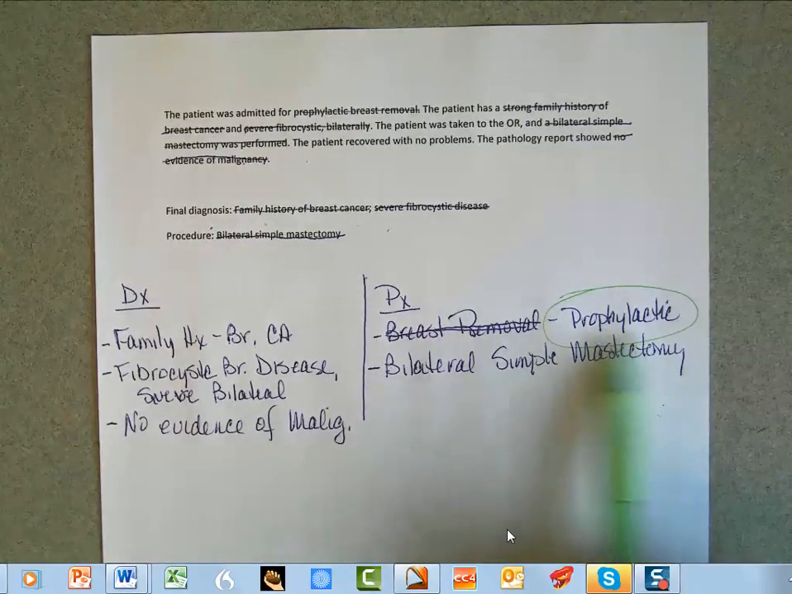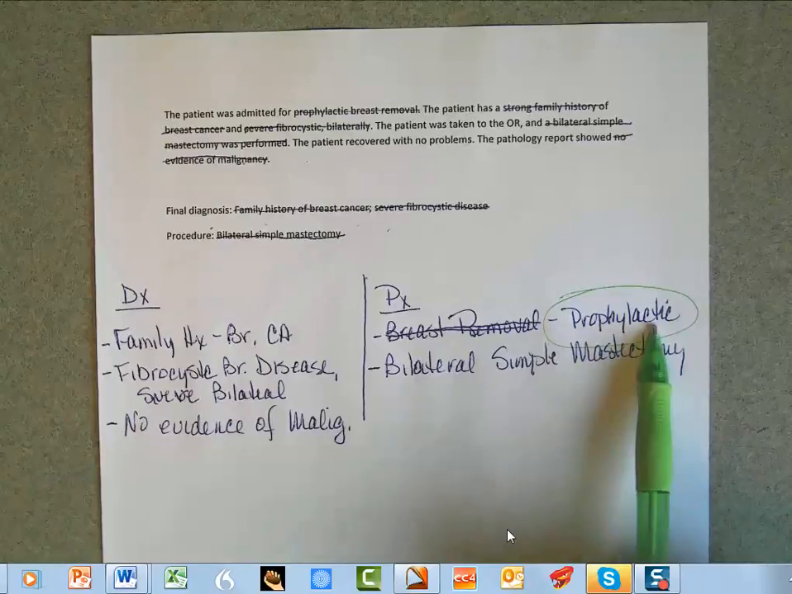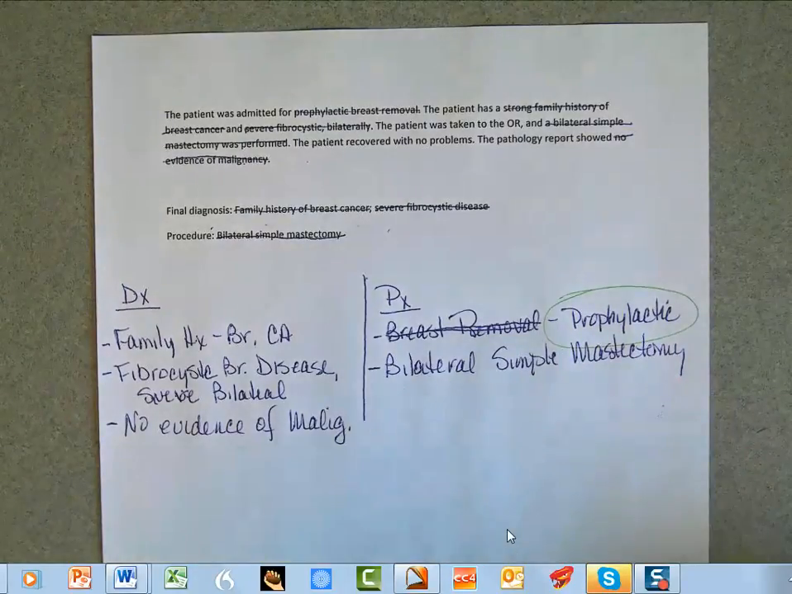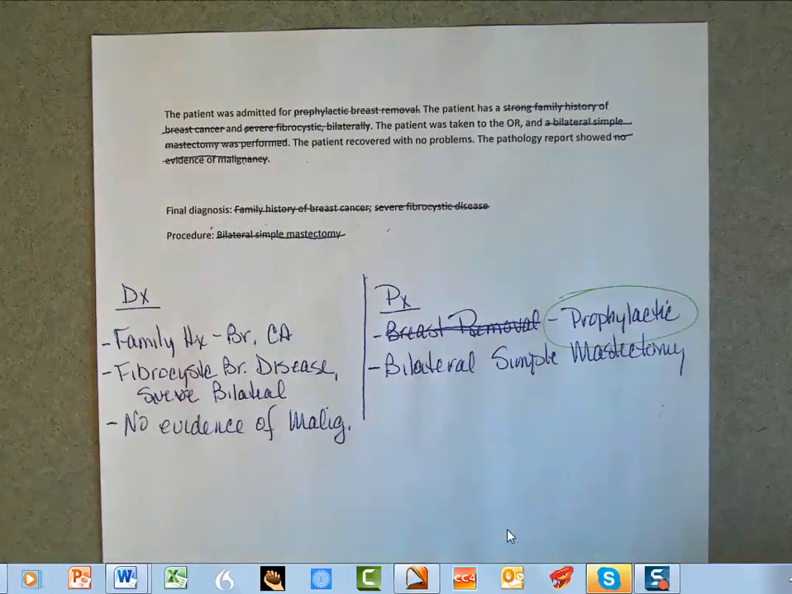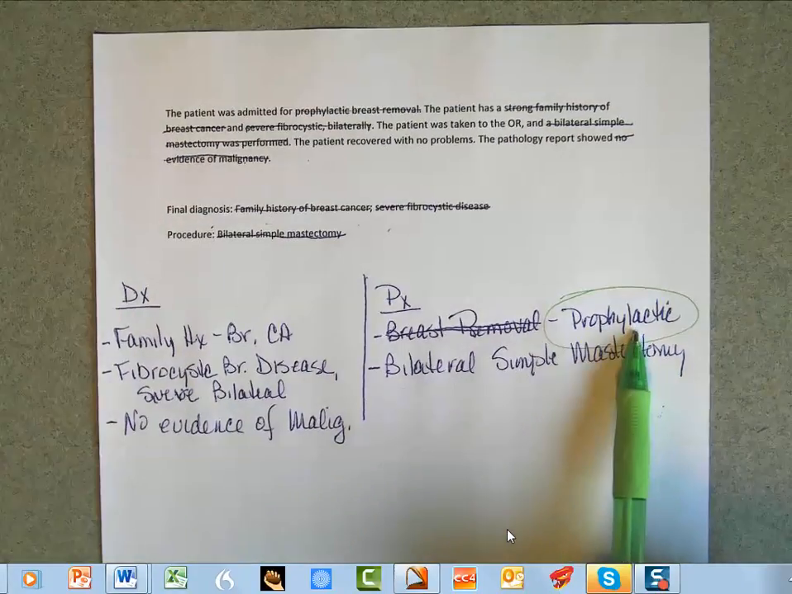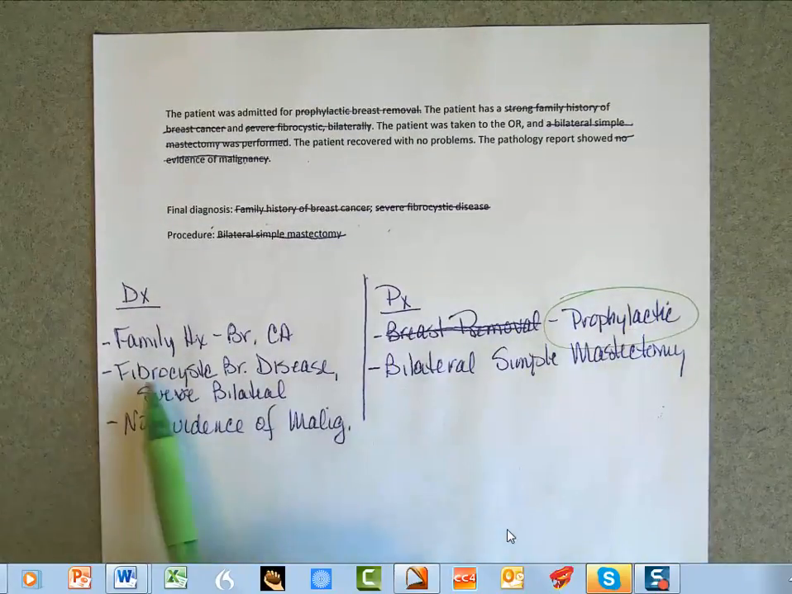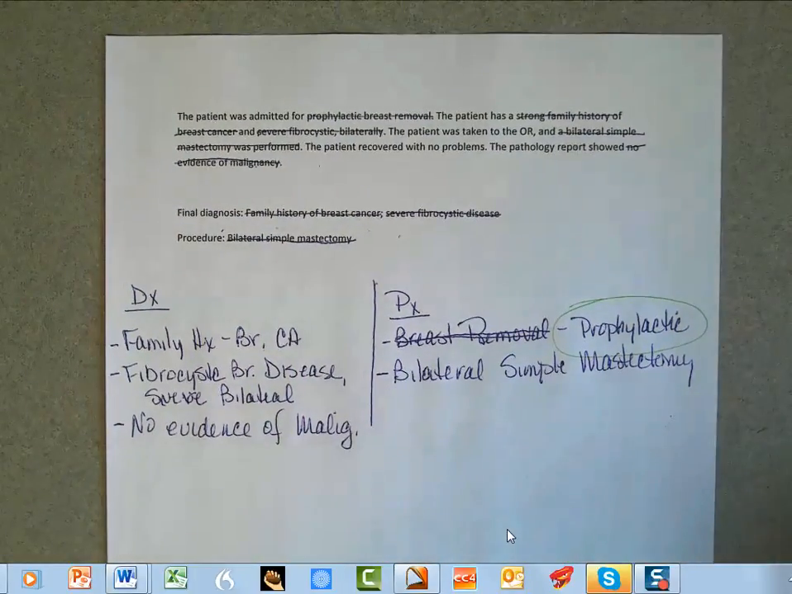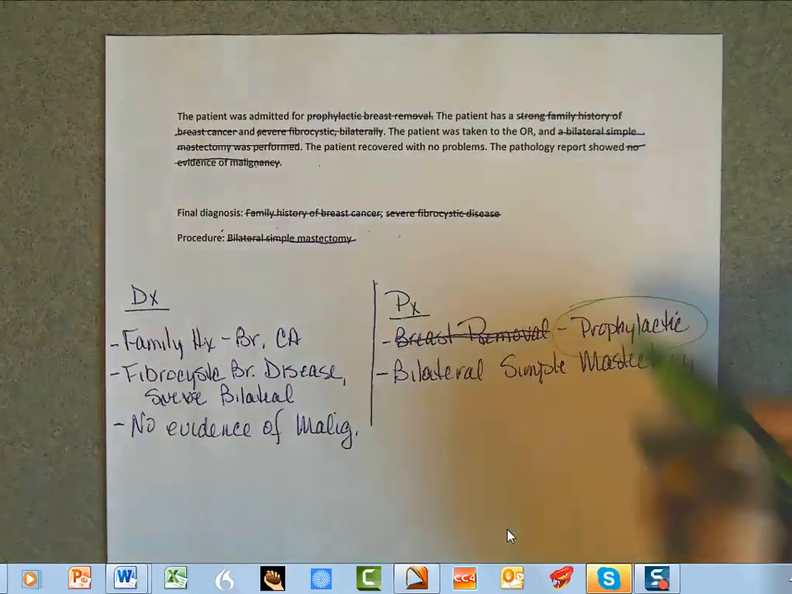That is not something that is a procedural code. That is going to be a diagnosis code. If we do something prophylactically, that means we're doing it to stave off or head something else off at the pass so that it doesn't happen. In this instance, we're removing her breasts prophylactically in an effort to keep her from developing breast cancer, which she may or may not. But this is kind of a big thing now. If there's a very strong history with a lot of women, they're opting to do this. So we're going to take this prophylactic and we're going to move it over here.